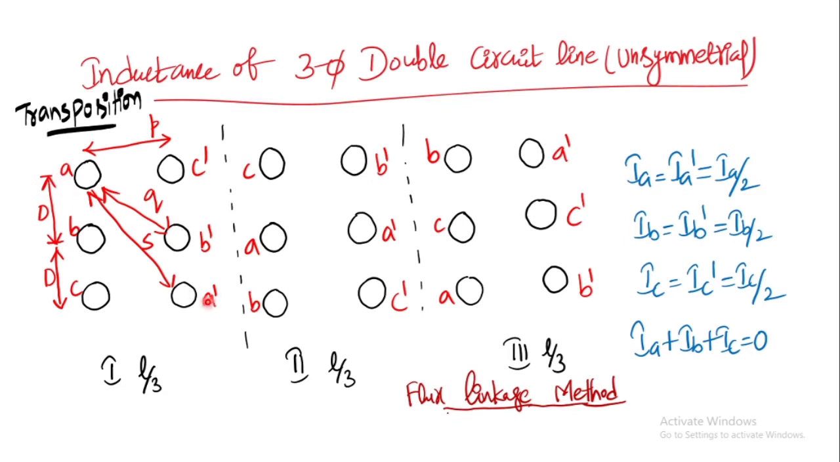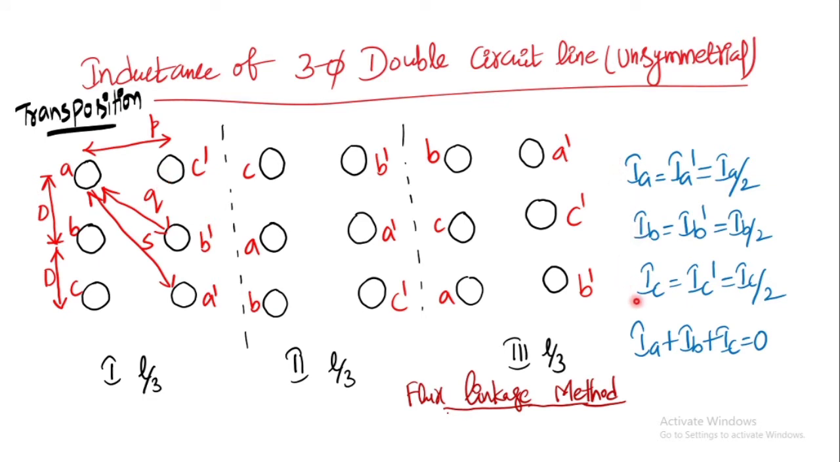As A and A dash are connected in parallel between the sending end and receiving end, and A and A dash are the same sized conductors, the current flowing through each conductor is half of the total current. So, IA is equal to IA dash is equal to IA by 2. Similarly, this relation and this relation. Why did we get these relations? Because each and every phase is divided into two parts. So, the current will also be divided into two parts. One part will flow through this conductor and another part will flow through this conductor. Similarly, for B, B dash, C, C dash.